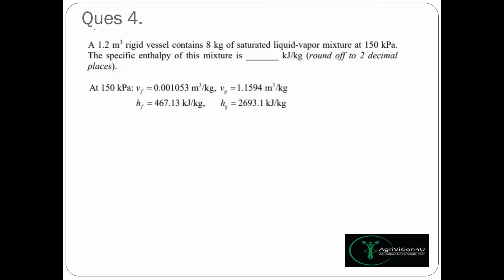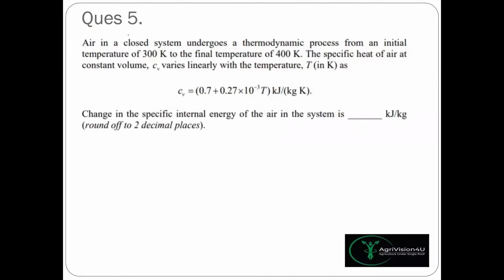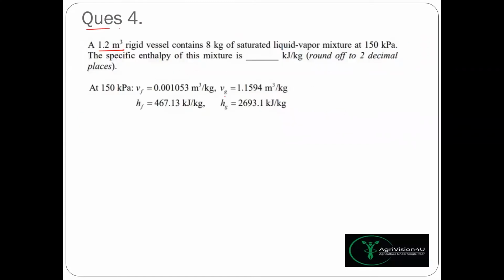Coming to the next question, question number 4. It suggests that we are given a rigid vessel, its volume is given and its mass is given. This saturated vapor liquid mixture, we are given the volume and the mass, at a particular temperature, and we need to find out the specific enthalpy of this mixture. So specific enthalpy of the mixture would be H, right?